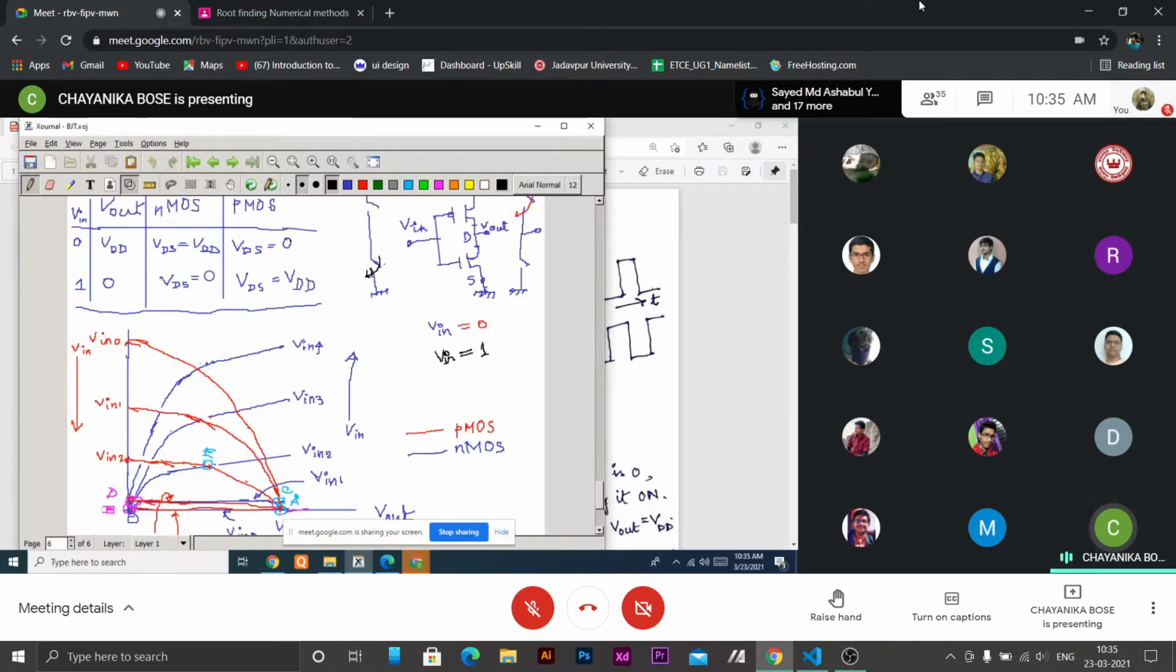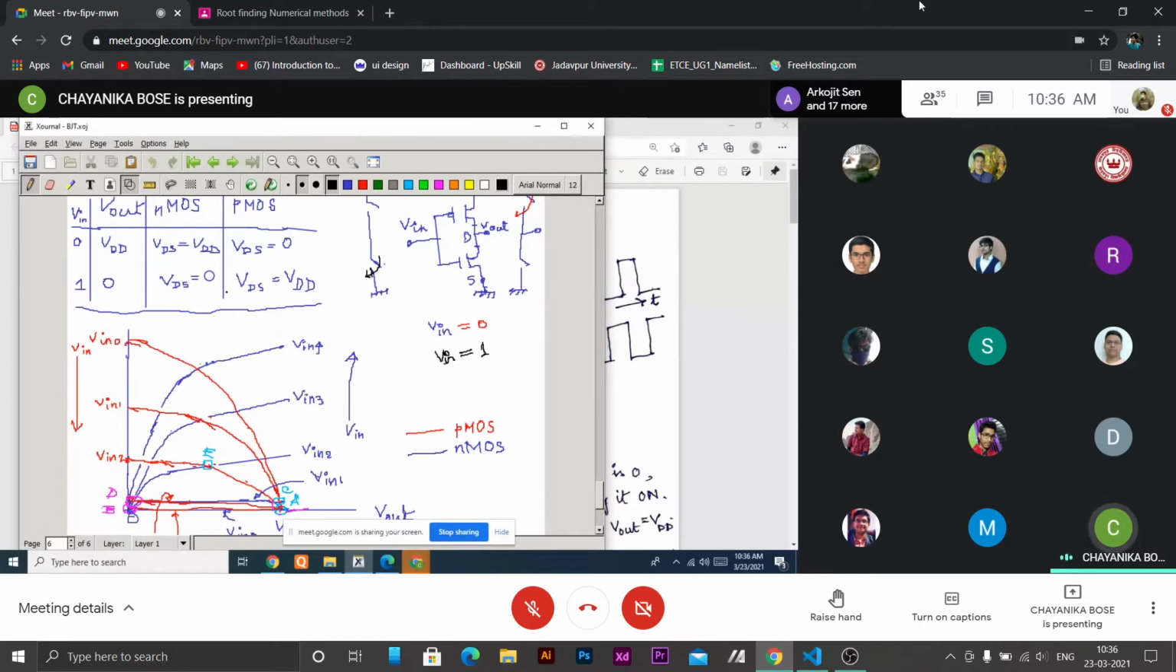Now one thing, see that VDS 0 means VDS is small, so the PMOS characteristic will correspond to the linear region. For VDS 0 or low, when V input is 0, PMOS acts, for V input 0, output is VDD. So PMOS acts in the linear region, and for NMOS the drain voltage is VDD, the supply voltage, which is large. So NMOS will be operated in the saturation region.